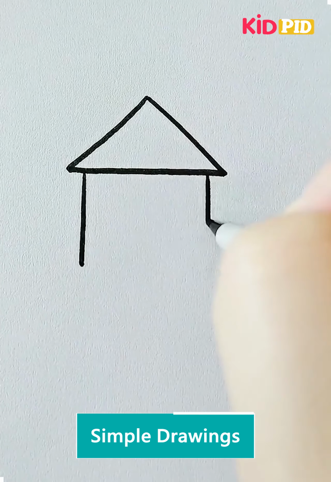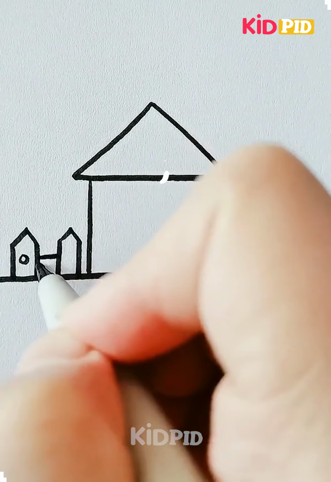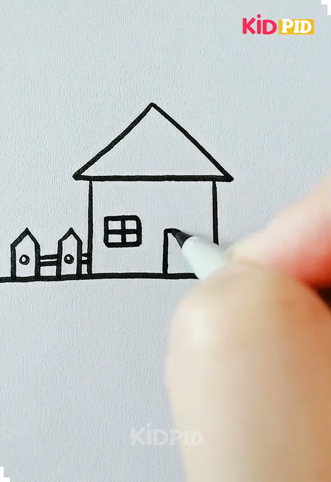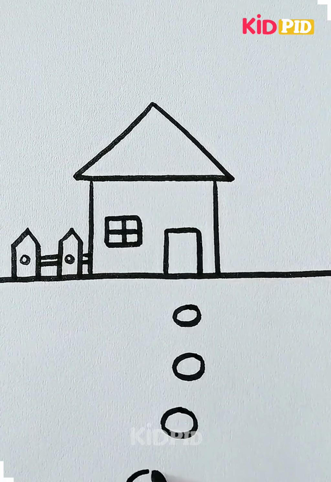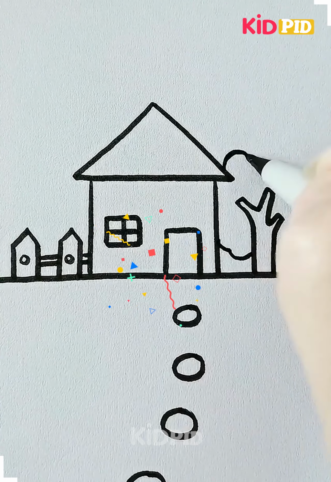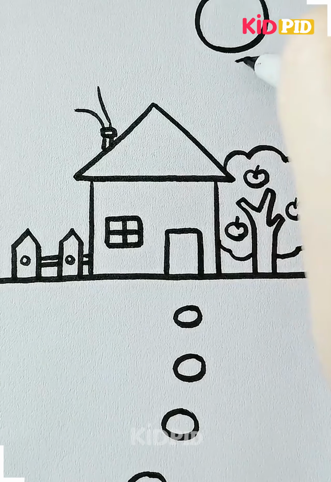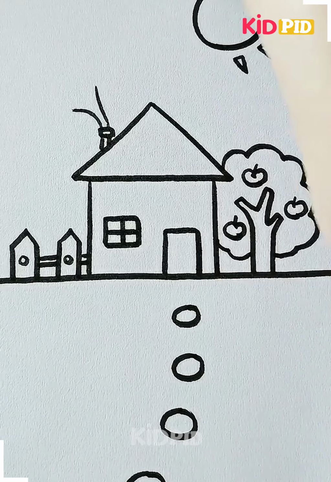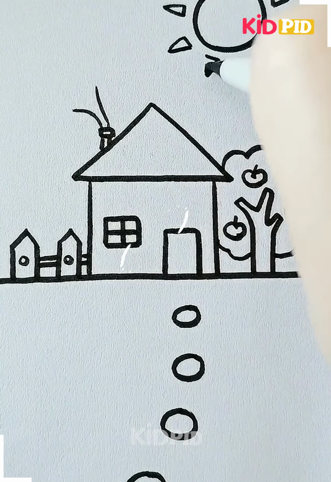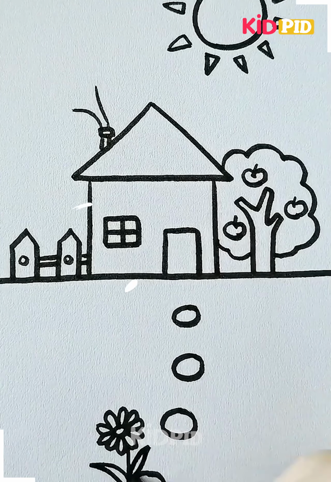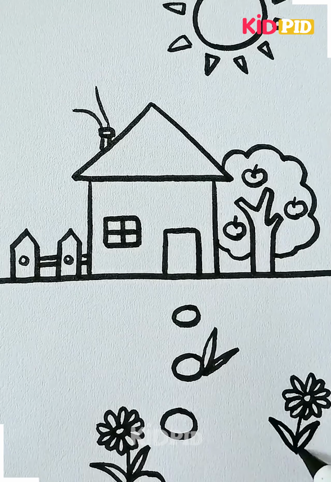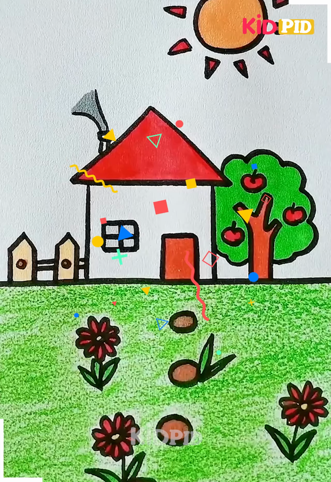Hello everyone, let's see how to make some different kinds of scenery. For the first scenery, we've made a house and then we have added some door and windows. On the side, we have added a tree with apples and then we are drawing a sun and a cloud. And when your drawing is done, you can color it with any color you want and it looks so pretty.